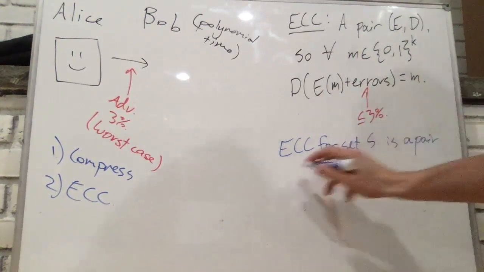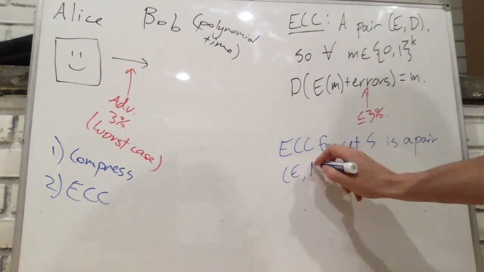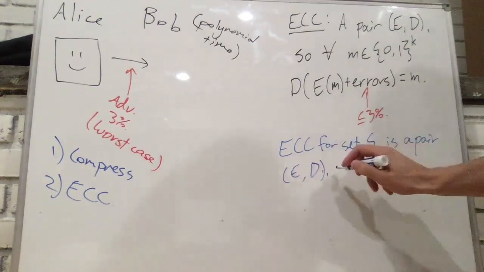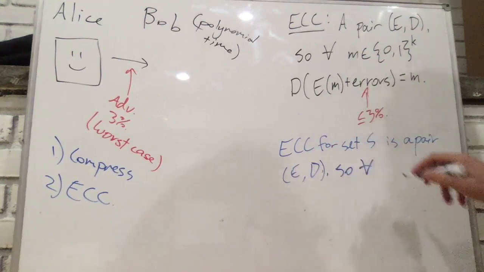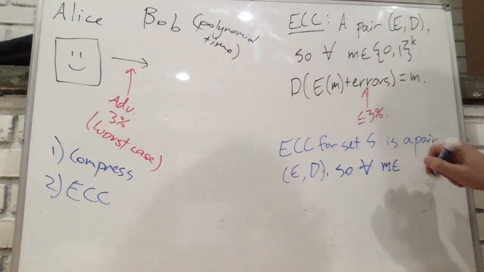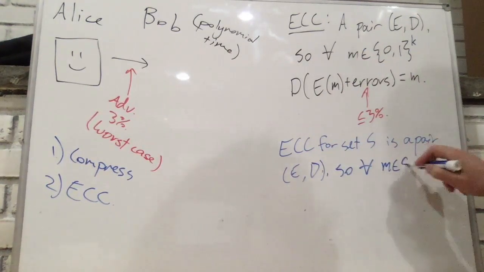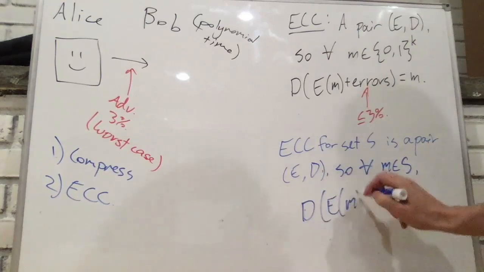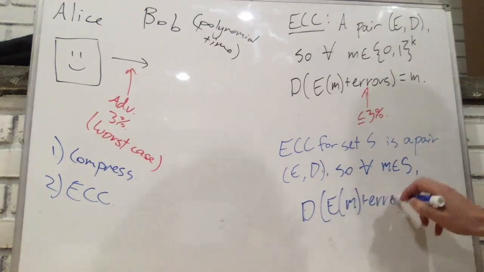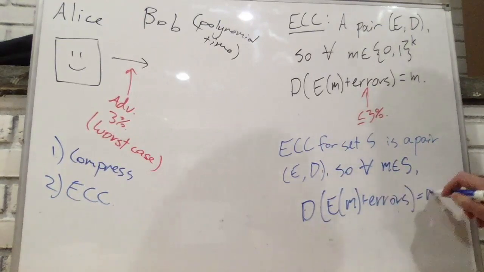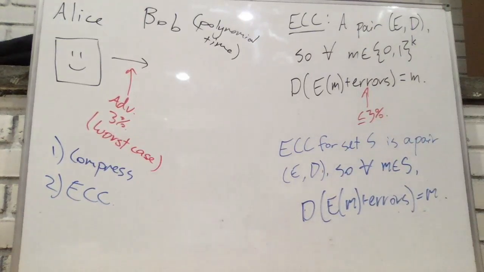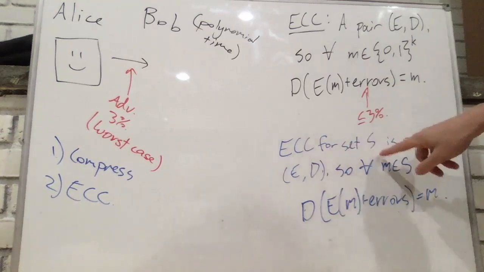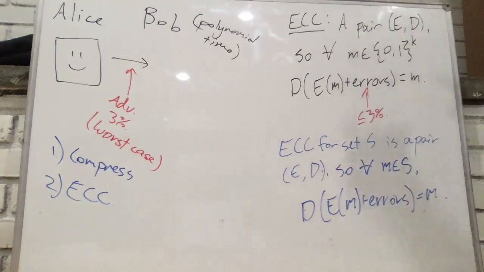This is also going to be a pair of an encoding and a decoding algorithm. So for all messages in S, when I decode an encoding of M with errors, I get M. So let's compare this new definition, error correcting code for a set S, versus the standard definition for an error correcting code.